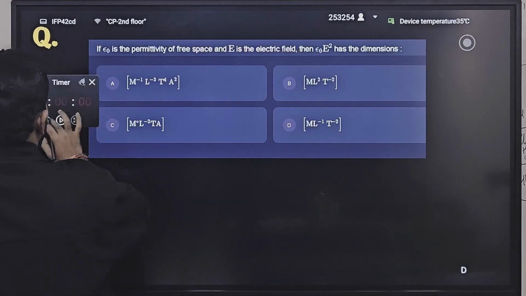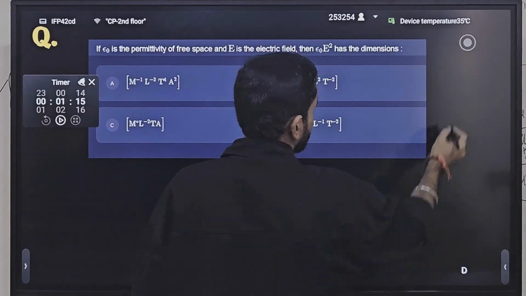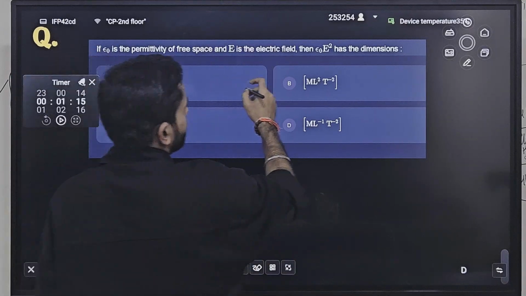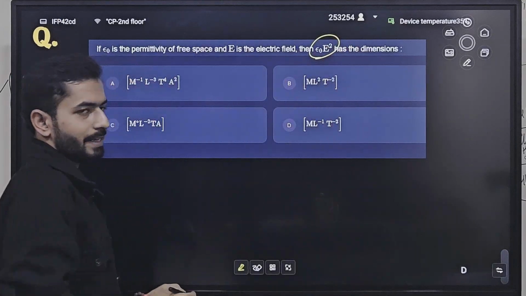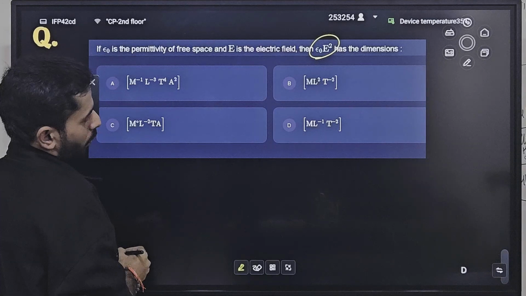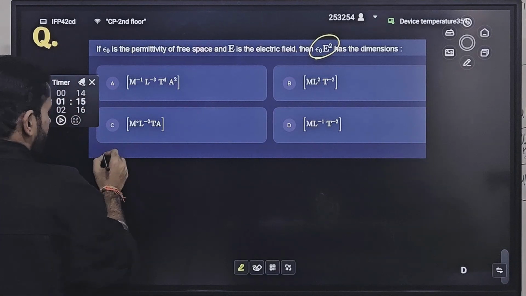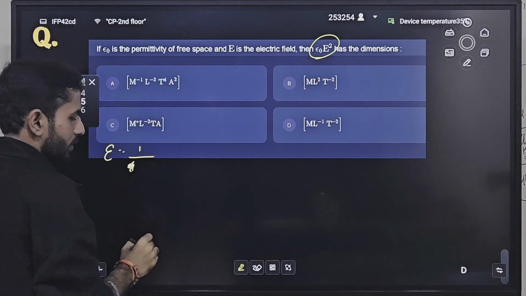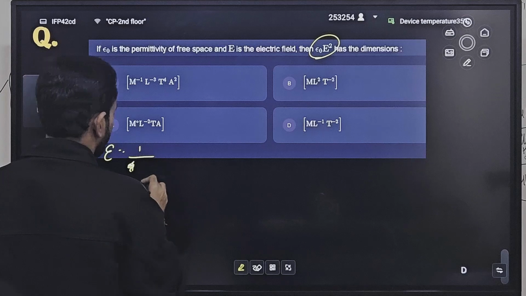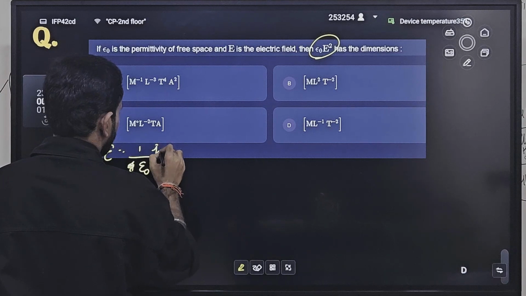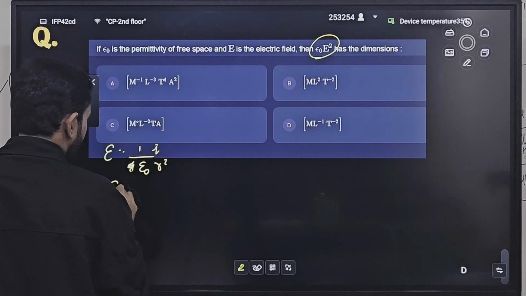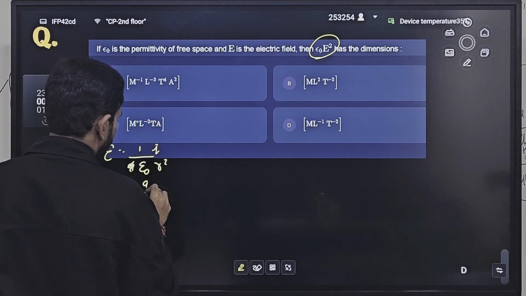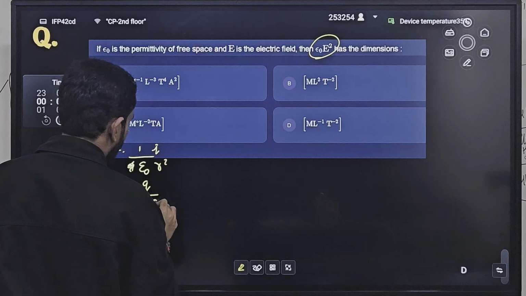Done. Fine. Let's see how to solve this question. You have to find the dimension formula for epsilon naught e square. What can I do? I know that the electric field in general is 1 by 4π epsilon naught. I will not write the constant because in the dimension formula constants don't matter. I will write directly E equals q divided by epsilon naught r square. So what can I write for epsilon naught, because it is multiplied with e? I can write simply q divided by E into r square.